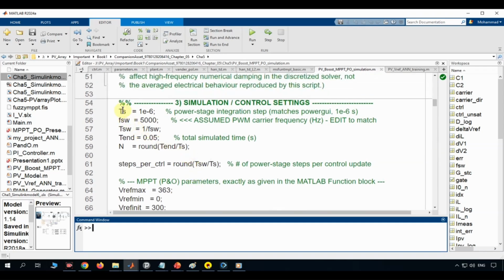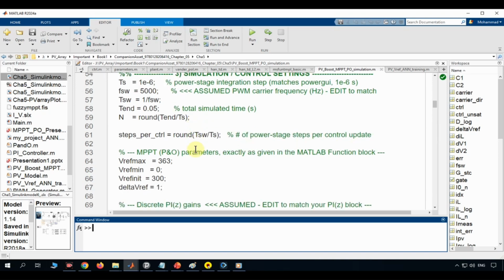In Section 3, we set the simulation time and timing parameters. The power stage integration step TS is set to 1 microsecond, which matches the Simulink power GUI setting. The switching frequency FSW is assumed to be 5 kHz, yielding a switching period TSW of 200 microseconds. We set a total simulation time of 50 milliseconds, which is enough to capture the startup transient.